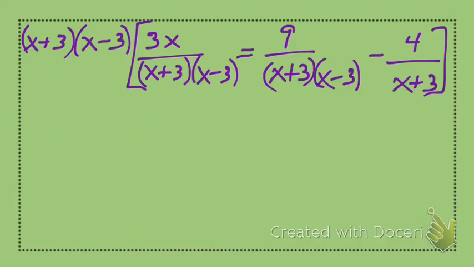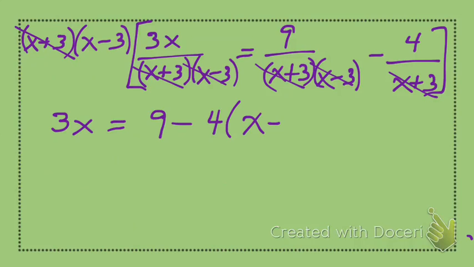When we multiply everything on both sides by each of the unique factors from each of the denominators, the result is that we get to cancel the factors from those denominators. So these x plus 3's cancel. We're left with 3x. The other factors cancel. We're left with 9. X plus 3 will cancel, and when it does, it only cancels out with the x plus 3, and we're left with a negative 4 times the quantity x minus 3.